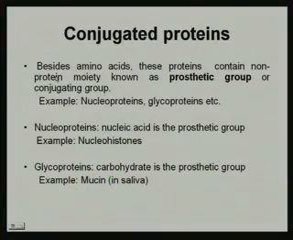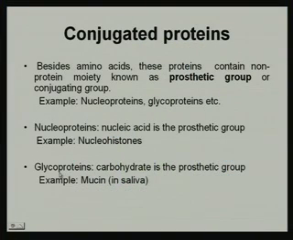The conjugated proteins, besides the amino acids, contain non-protein moieties along with them, which are called the prosthetic group. Nucleoprotein and glycoprotein are some examples of conjugated protein. In nucleoprotein, nucleic acid is there as the prosthetic group for the functionality of that particular protein, whereas carbohydrate moieties are present sometimes as a prosthetic group in the protein molecule for its functionality, like mucin, which is present in the saliva.